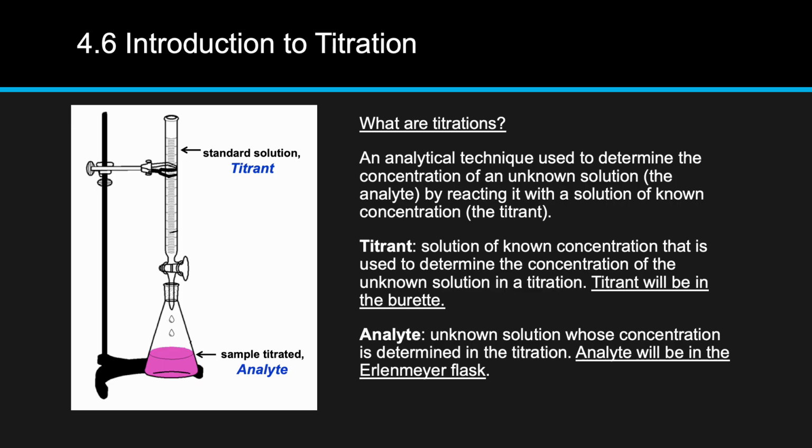In the setup you see here on the left, the titrant is placed in the burette, and we control how much titrant is added drop by drop. The analyte goes into the Erlenmeyer flask at the bottom, often with an indicator that helps us see when the reaction is complete. So to summarize, your titrant is your known concentration in the burette, and your analyte is your unknown concentration in the flask.